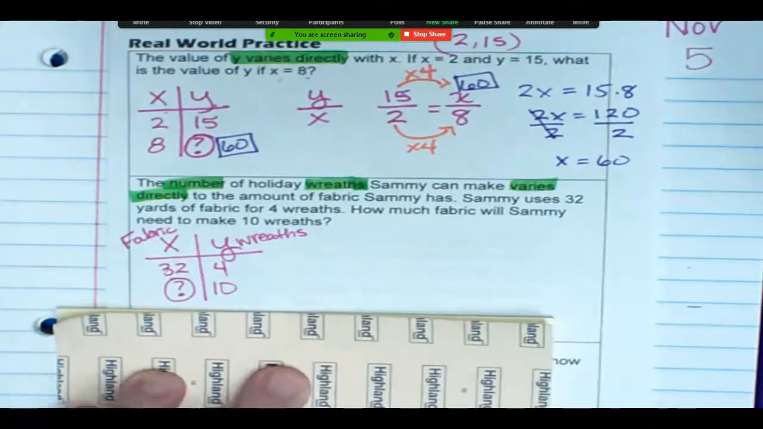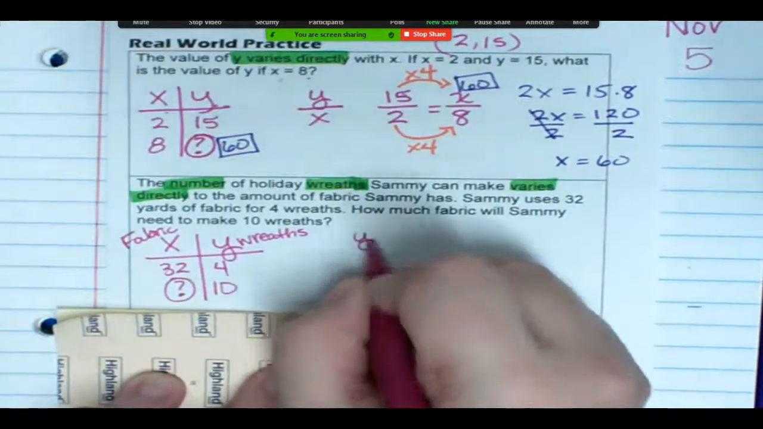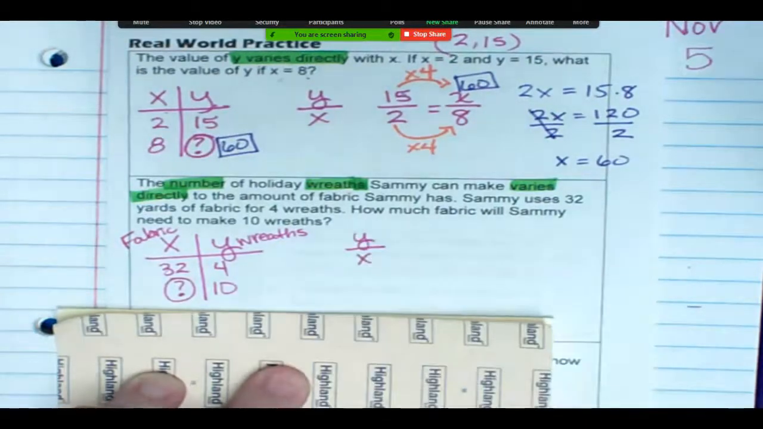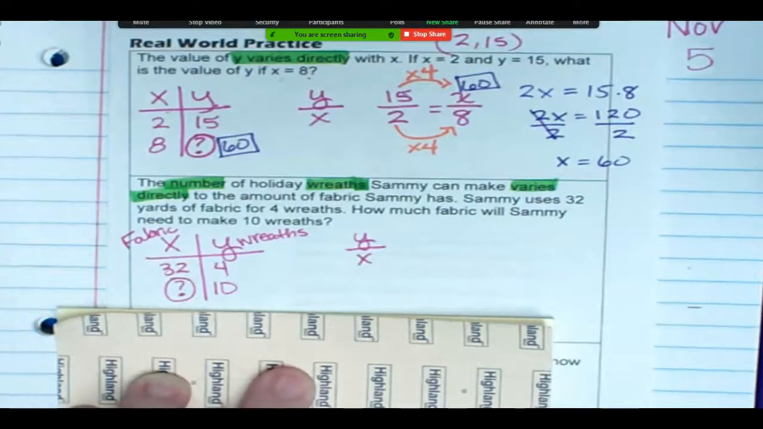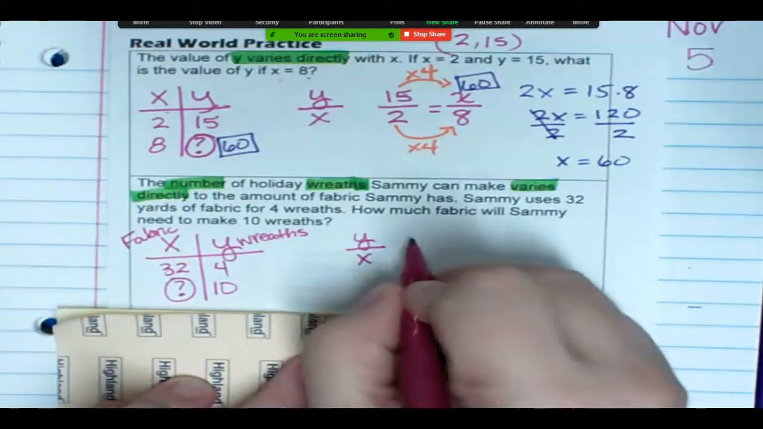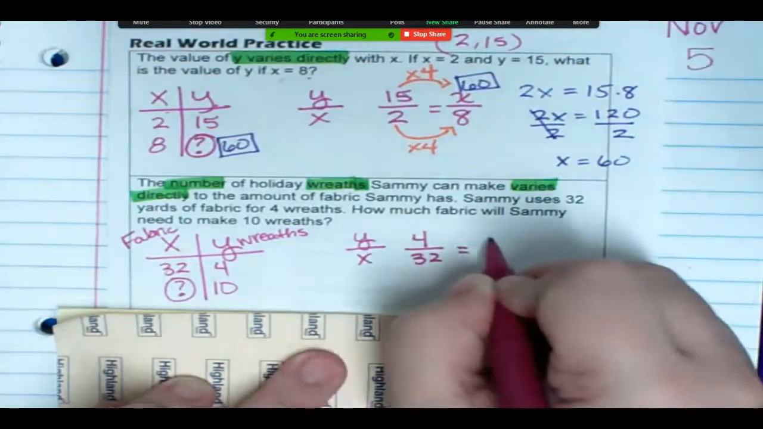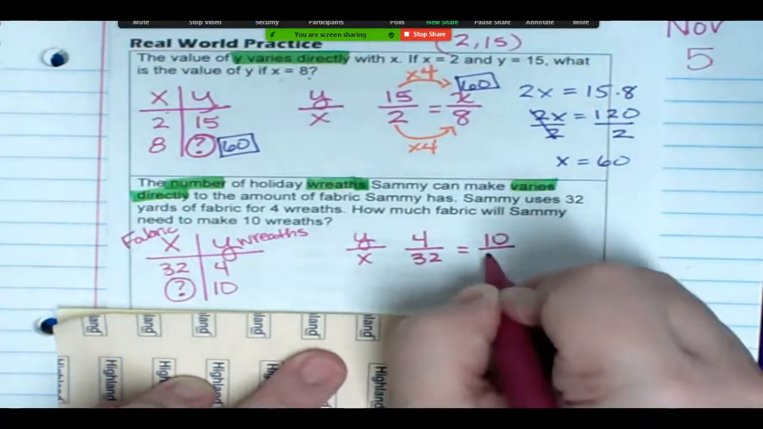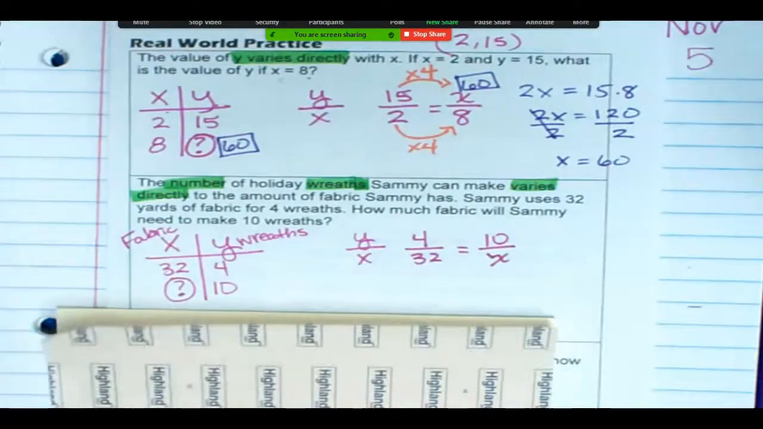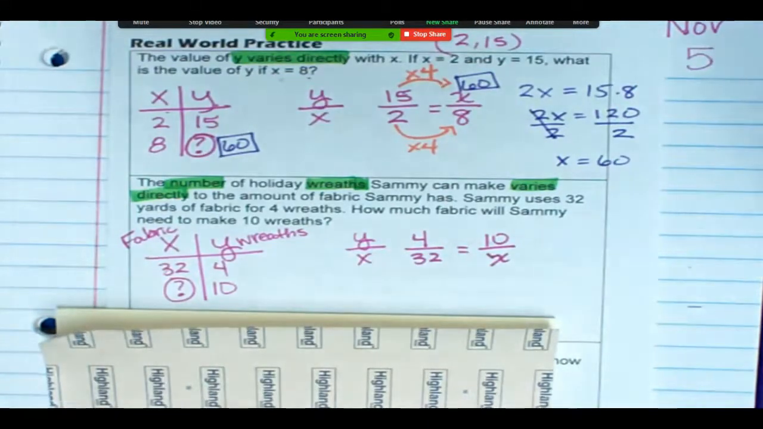All right, let's set it up. I can keep going with the y over x. Makes it easier. Everything is the same. So 4 over 32 is equal to 10 over x. Because I don't want to put a question mark. I want to put an x. All right, do we want to solve it with equations or do we want to look and see if we've got an easy way? All right, let's look at an easy way.